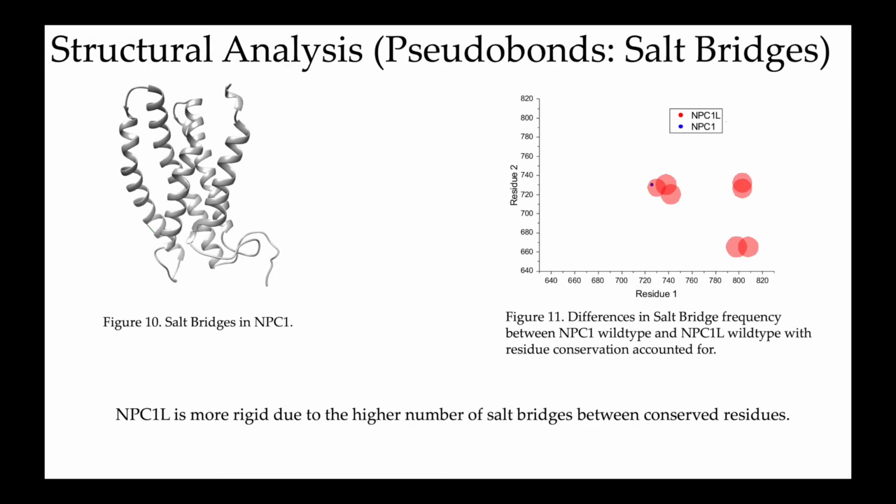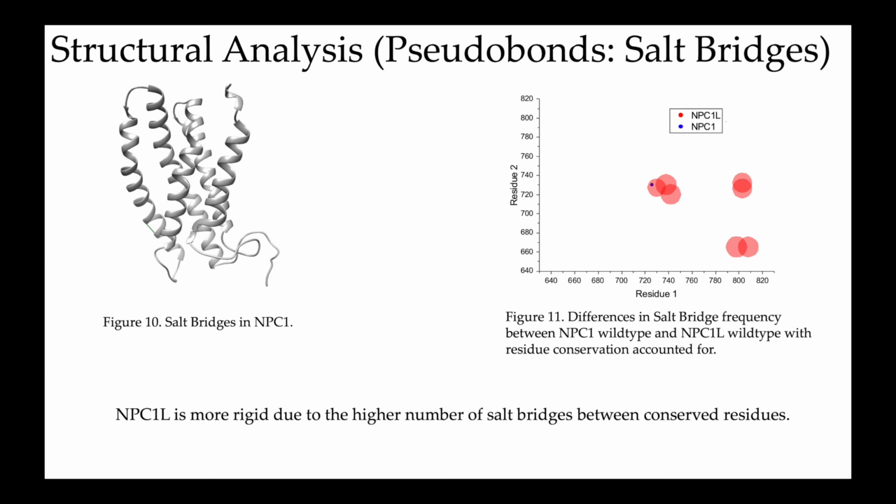Next, let's look at salt bridges. So the next couple diagrams are pretty much the same thing as the previous slides, except looking at a different type of pseudobond. So figure 10 shows the salt bridges, and there aren't many that are conserved in NPC1, one actually. And then if you look at figure 11, you can see that NPC1-like has many more compared to NPC1, and the size of the bubbles is bigger, meaning that it has a higher conservation frequency.